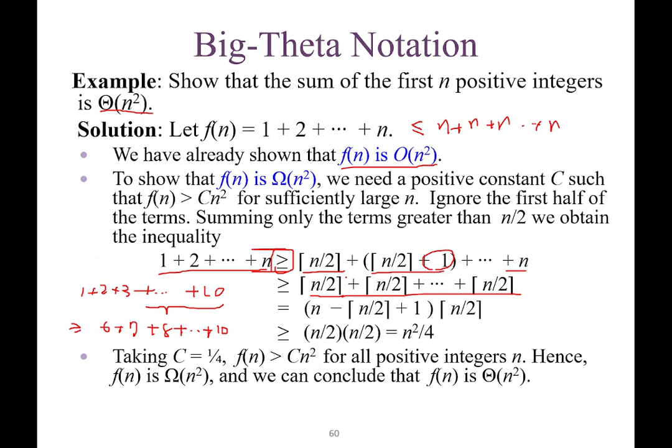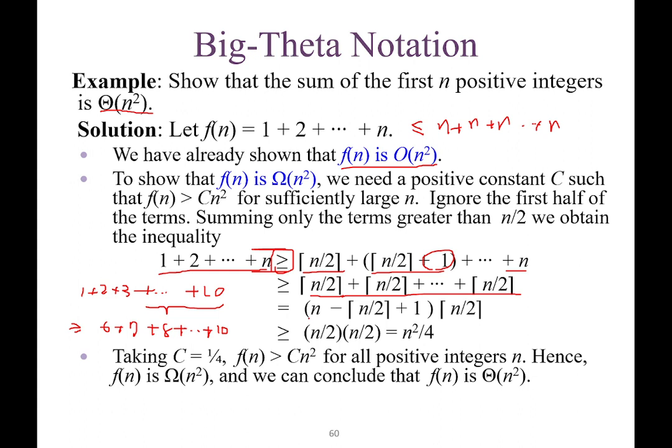Okay, next we can calculate the summation of these terms. We have the terms n divided by 2 with the ceiling function, and how many terms are there in the bottom half of the sequence?